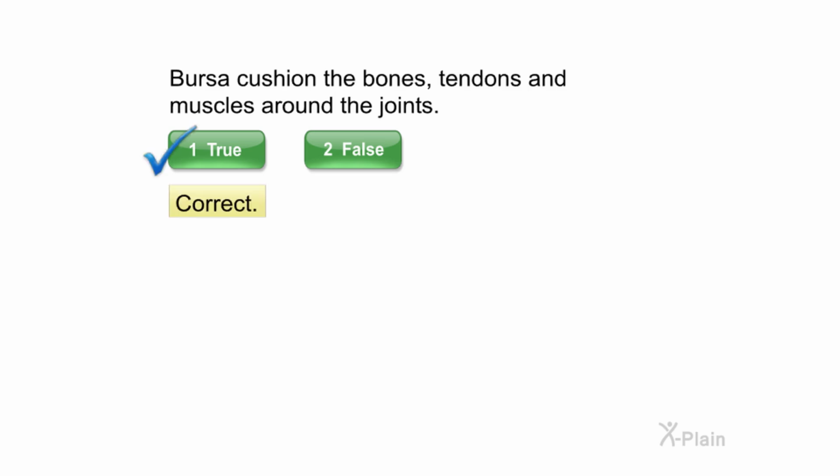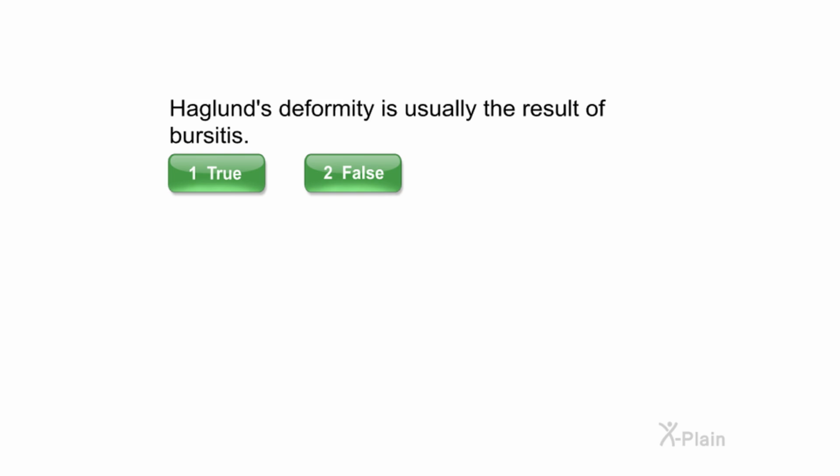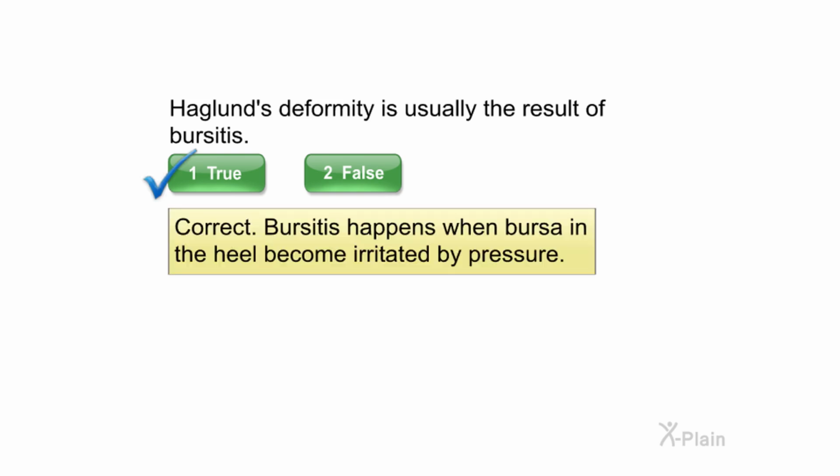Correct. Haglund's deformity is usually the result of bursitis. Select true or false. Correct. Bursitis happens when bursa in the heel become irritated by pressure.